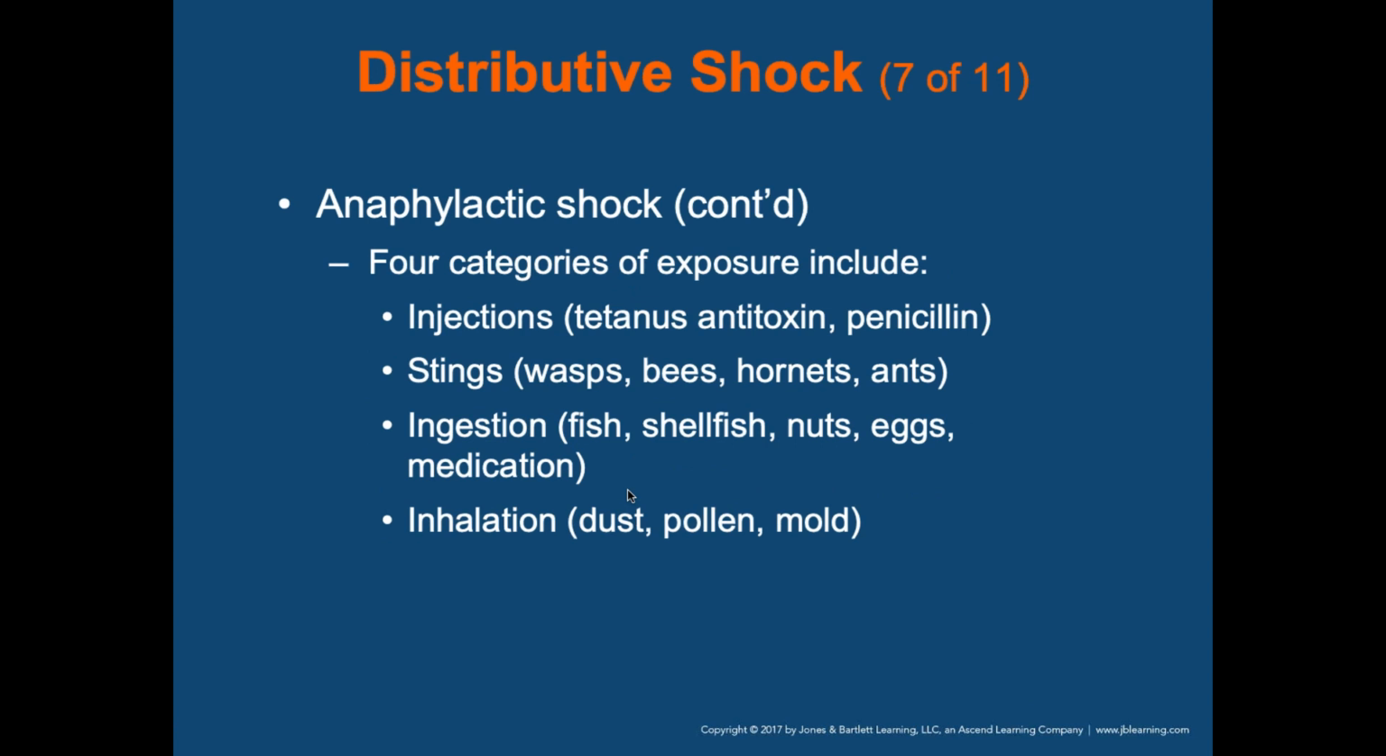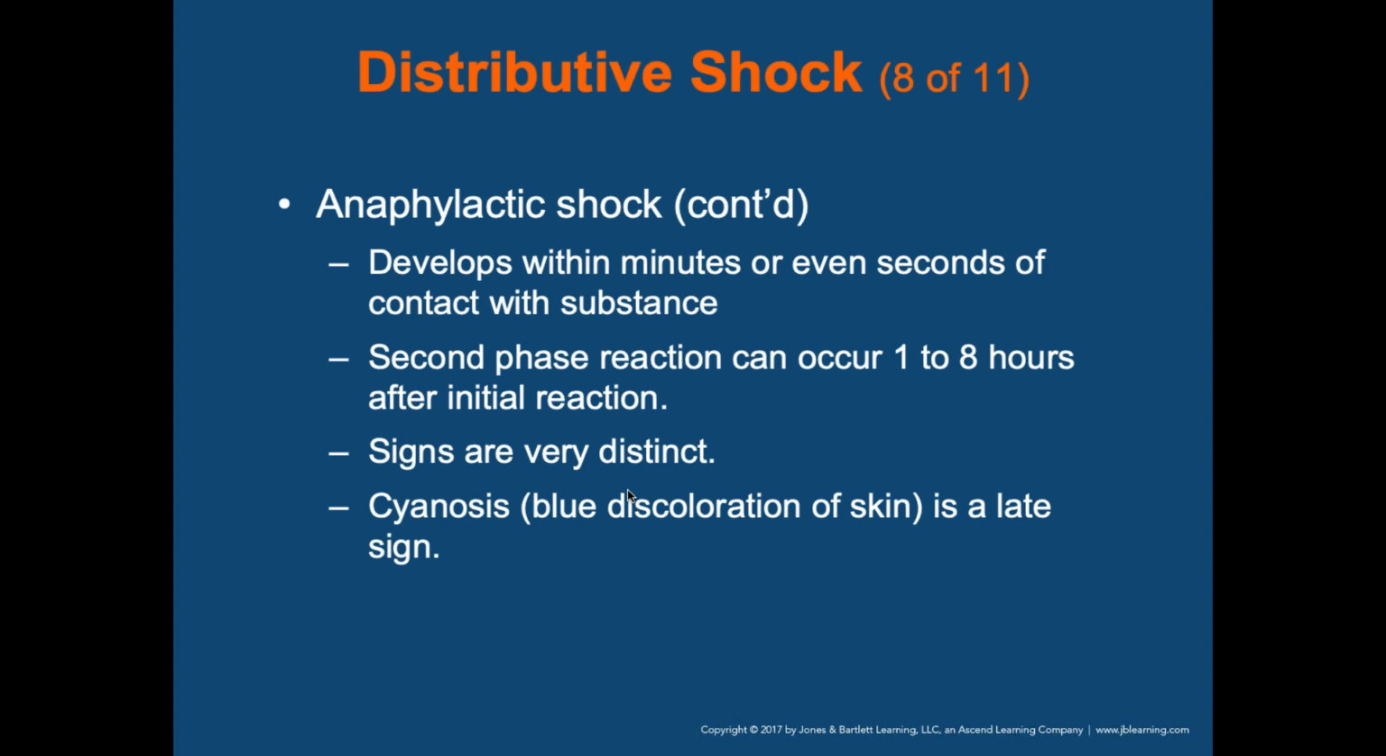There are 4 categories of exposure. One would be injections. Second one would be stings, then ingestion, or inhalation. As you can see, all the different things that are listed on there. A big one that we come in contact with, obviously, is shellfish and nuts. This develops within minutes or even seconds of contact with a substance. The second phase reaction can occur 1 to 8 hours after the initial reaction. Signs are very distinct in any kind of distributive shock, and cyanosis, or blue discoloration of the skin, is a very late sign, which means they've been hypoxic for a little while.